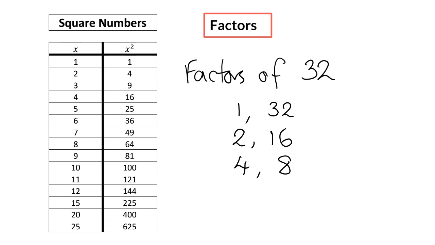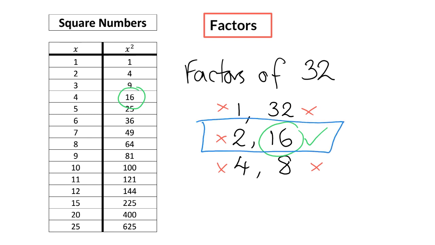Can't multiply 5, 6, or 7 to get 32. So we have 3 pairs of factors here. The 1 and the 32, neither of them are square numbers. The 2 is not, but the 16 is, so that is a number that sits on the right-hand side in this table. The 4 and the 8 doesn't help us. So the ones we want to focus on are the 2 and the 16. Just a quick reminder of what factors are: numbers that multiply to give another number, and how we want to focus on the pairs of factors.